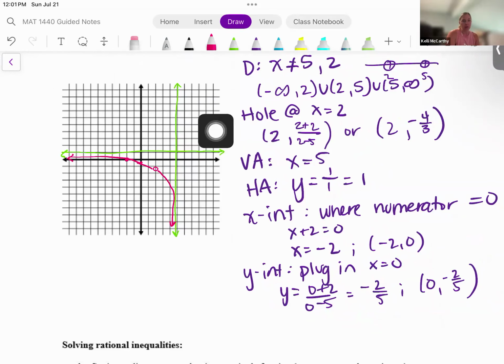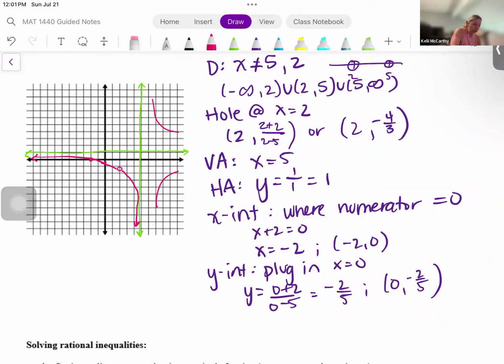It could be up here. It could be down here. We don't know. We're going to have to end up finding an additional point now to make sure that we know where that right branch is located and what its behavior is going to look like. So picking an x value on that right branch, that's going to be something greater than x equals 5. Let's find f of 6.